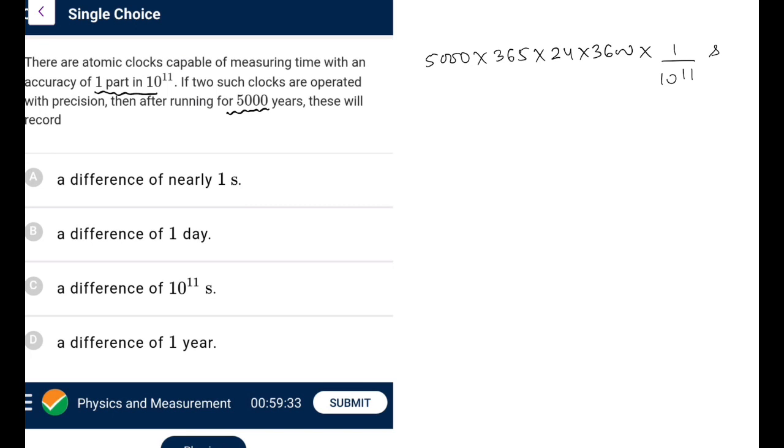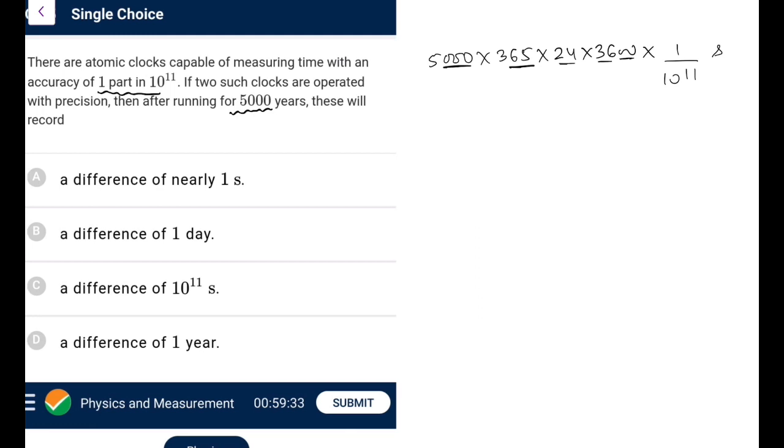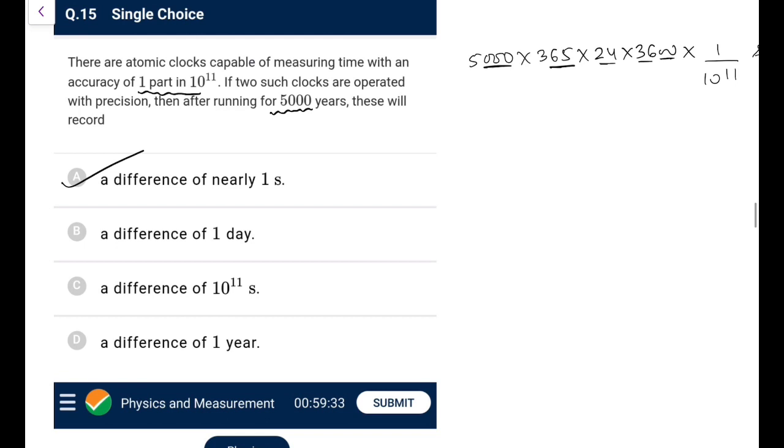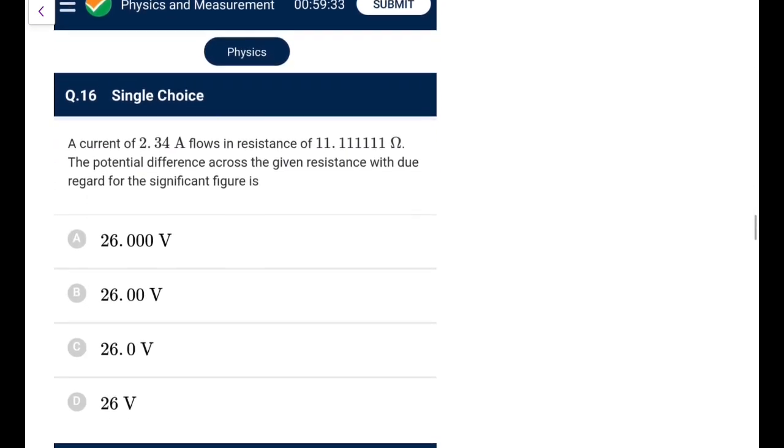So just do it. This is power 3, this is power 5. Let's say 2 of this 7, let's say 9 and 11. So going by this, I can easily make out that this is approximately 10 to the power 11. It would be nearly 1 second. The powers are matching. It cannot be a day because a day would be many seconds, and the others are also too many seconds. So go for option A.